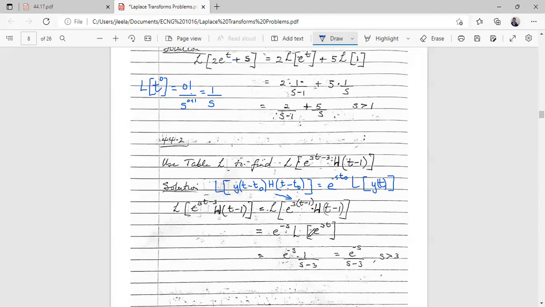And now you're taking the Laplace of just the function, right? Instead of y(t − t₀), you just have y(t). So y(t) is just e to the 3t, and we know that the Laplace of that is 1 over s minus 3. So the answer here is e to the minus s over s minus 3, where the domain of F(s) is s greater than 3.